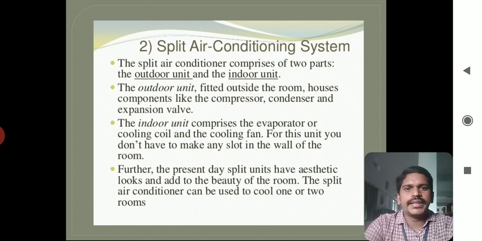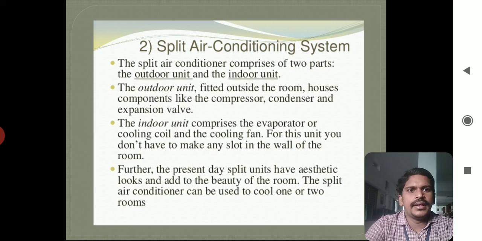First of all, what is meant by a split air conditioning system? The split air conditioning system comprises two parts, the outdoor unit and the indoor unit. The outdoor unit, fitted outside the room, houses components like the compressor, condenser and expansion valve.